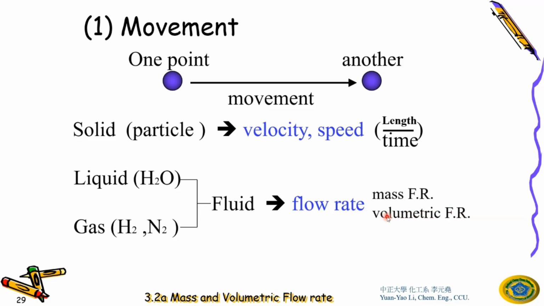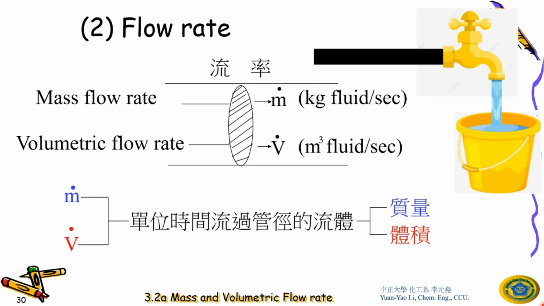Okay, so there are two ways to represent the flow rate. One is called mass flow rate. One is volumetric flow rate. As you can understand, mass flow rate is mass divided by time. Volumetric flow rate is volume divided by time. This is very different from the movement of a solid, in terms of liquid and gas. And liquid and gas, what we call fluids.